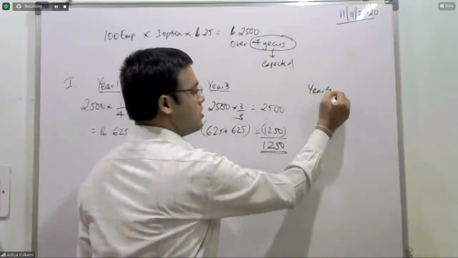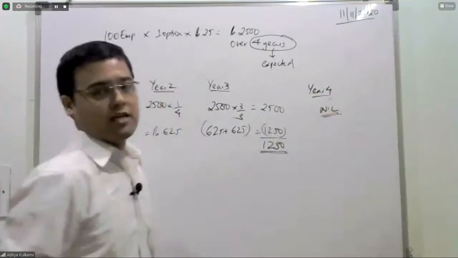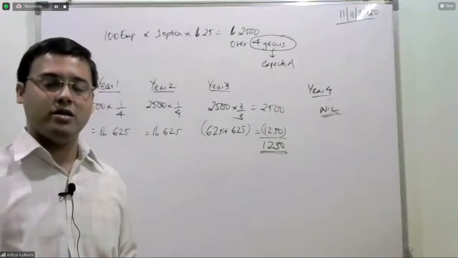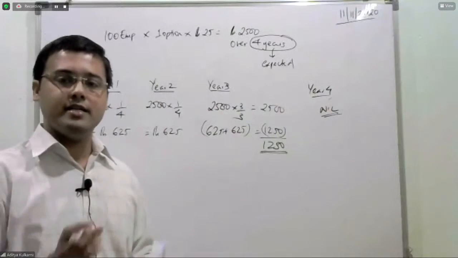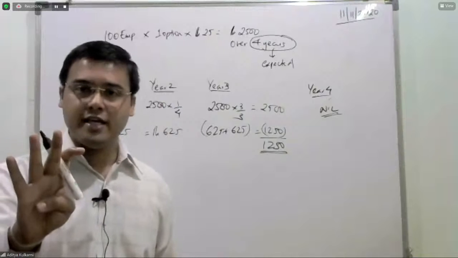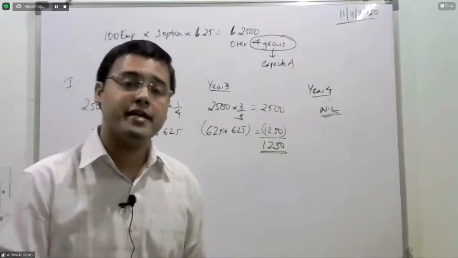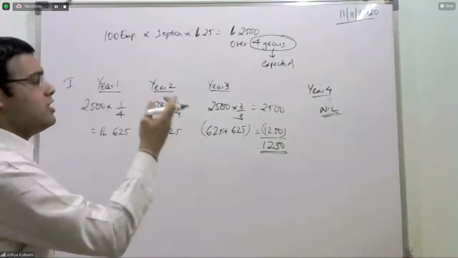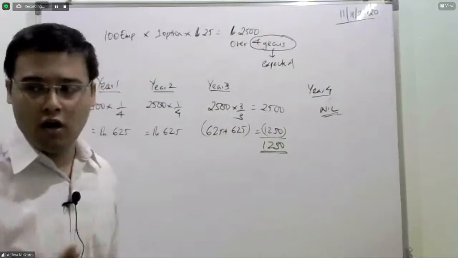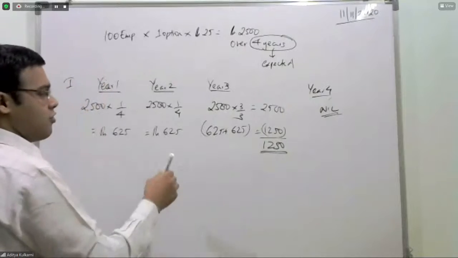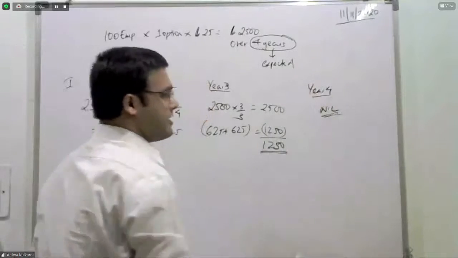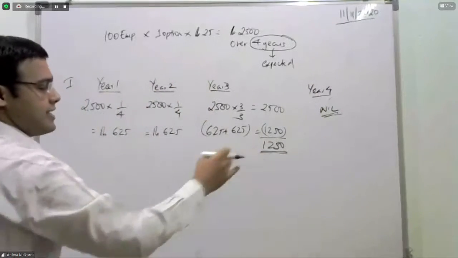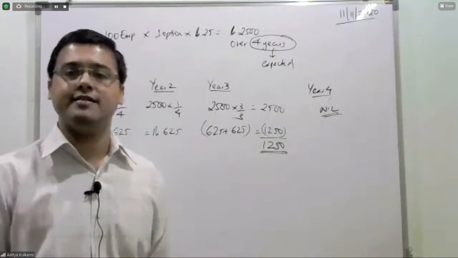Year 4, you will not recognize anything. Why? Because the options have vested. The performance condition has been met. The 4-year period is your expectation. Can your expectations change? Very much. So therefore, reality and expectations will always be different. So therefore, you will not allocate anything to year 4. Why? Because the market condition is fulfilled in the 3rd year itself.